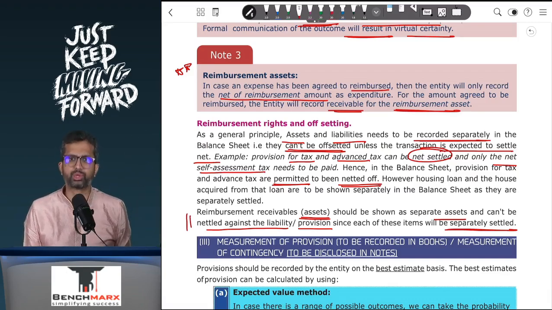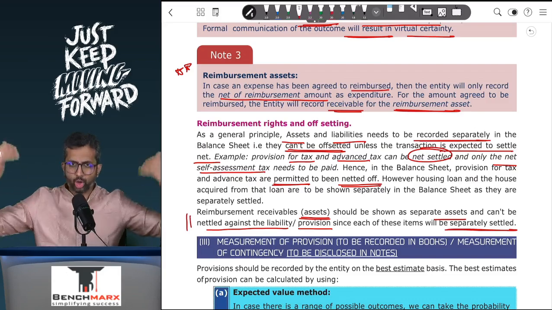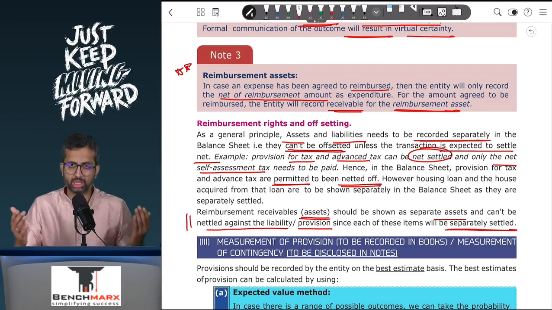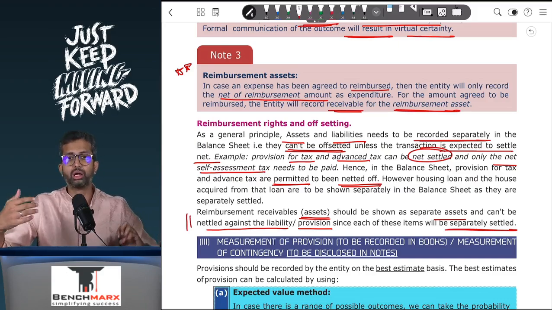This is provision for site restoration, which is covered under AS 29 as well. What does the provision for site restoration say? That if I were to, let us say, construct an oil well or a nuclear plant or dig up a mine, the government will say that you will be under an obligation to restore the site to the location and condition it was in when you took it. So that is a site restoration obligation.